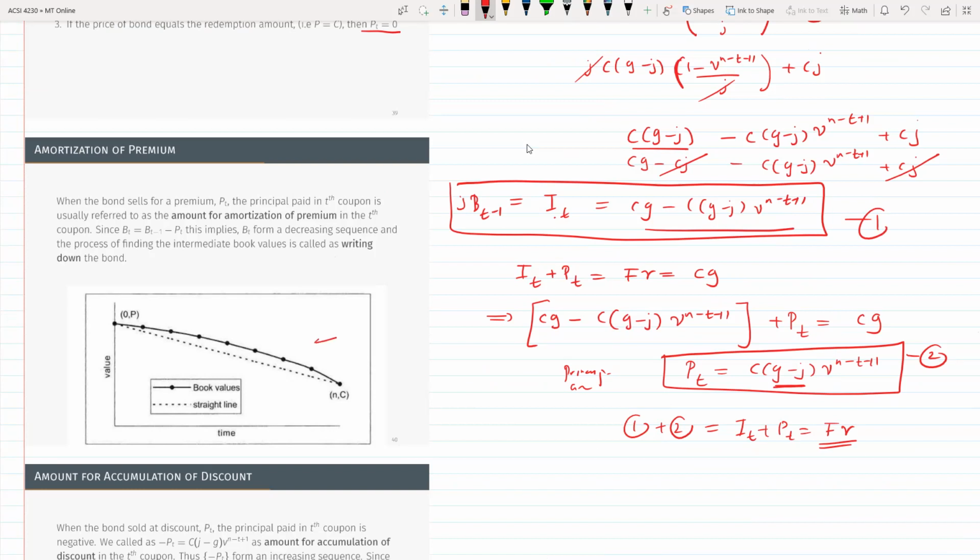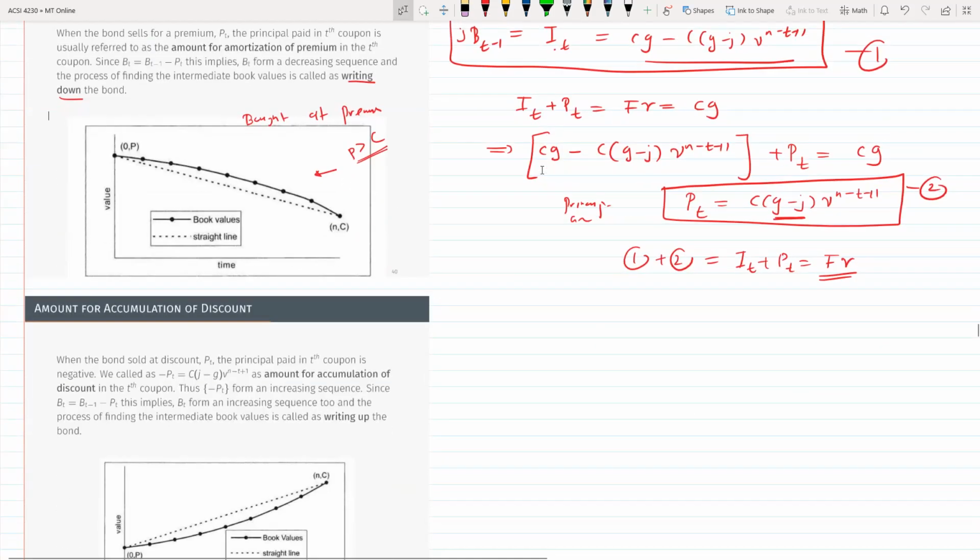In this case, P is more than C, so both are at a premium. This is the amortization of premium. This implies that BT forms a decreasing sequence, and the process of finding the intermediate book value is called writing down the book value, because it's going down.